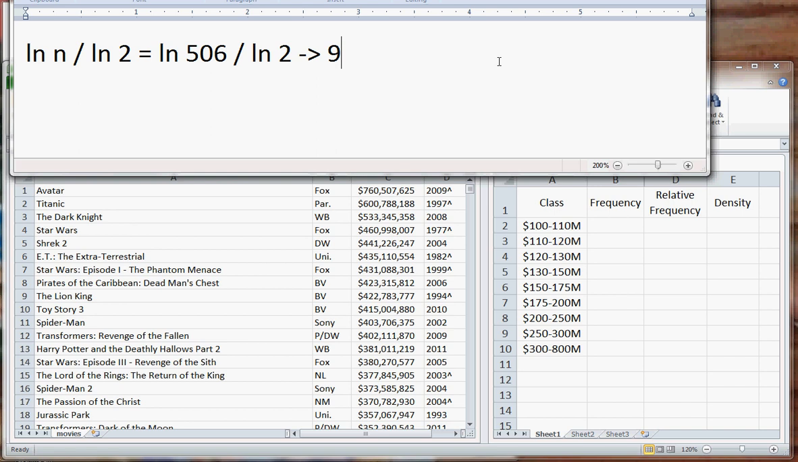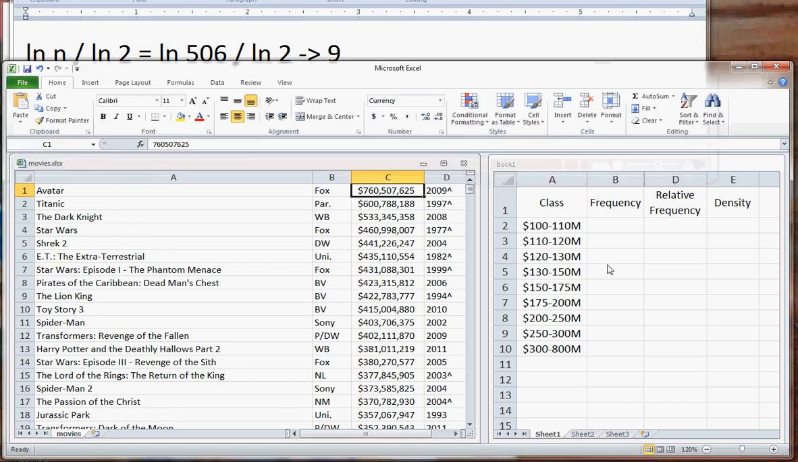However, if I take 30 classes, 40 classes, then I will get a histogram that's too choppy. If I only took, say, 3 or 4 classes, then the histogram would be fairly boring because the blocks would be too large. Okay, so now I can start constructing the histogram.